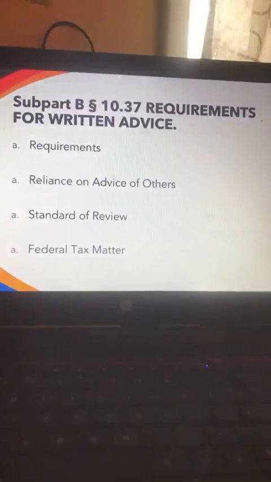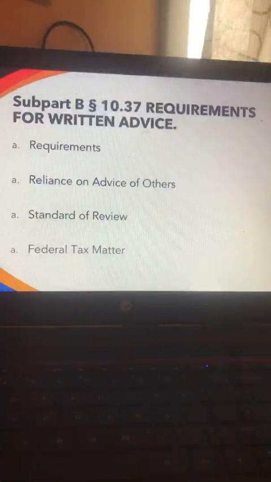Okay. Section 10.37, I'm on slide 46. Requirements for written advice. And we've kind of hit on these a little bit. If you want to rely on the advice of others, you must still reasonably consider all facts and circumstances. You must use reasonable efforts to identify those facts. You must make sure, again, you're dealing with a competent party. We talked about our standard of review and things of that nature. It's the reasonable practitioner standard. What would a reasonable practitioner say in your circumstance?